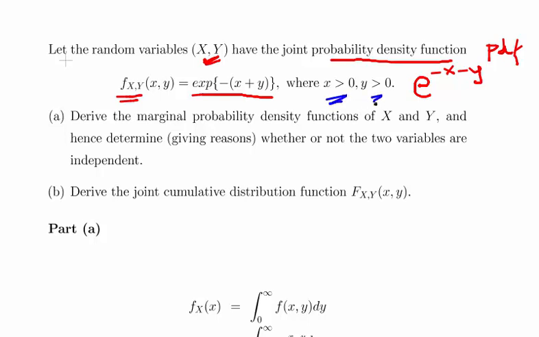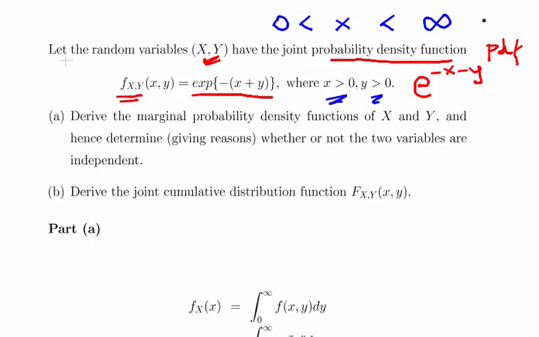X is greater than 0, Y is greater than 0, that's all. So they're positive numbers. The lower bound is 0, the upper bound is infinity. So the range of possible values for both X and Y is 0 to infinity. That'll become relevant later on.